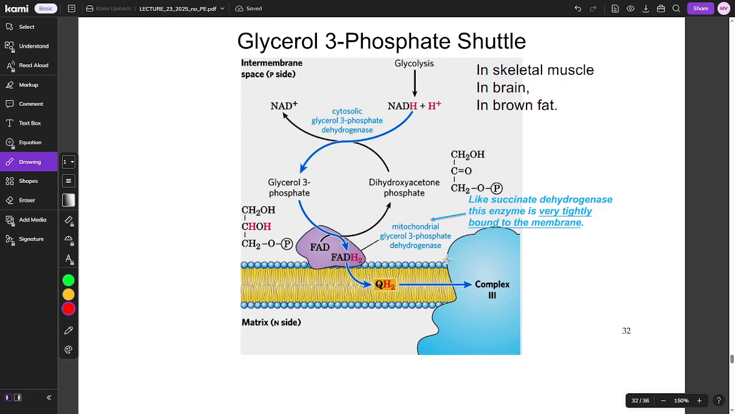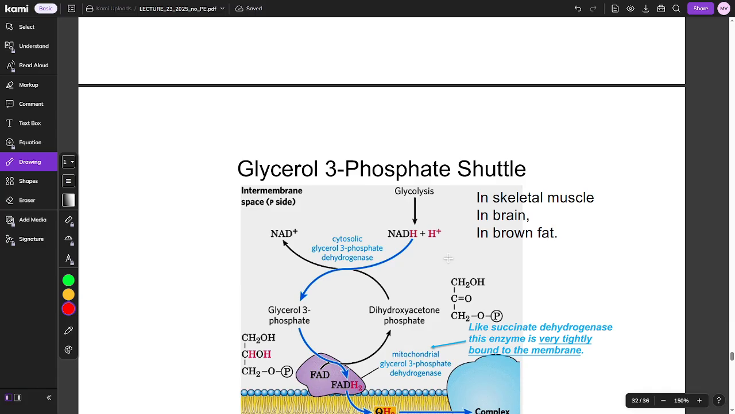So, for the glycerol 3-phosphate shuttle, what we start with is this NADH that comes from glycolysis. This then acts with glycerol 3-phosphate dehydrogenase, and what that does is it takes any dihydroxyacetone phosphate that was made in the cell and turns it into glycerol 3-phosphate. This is different from glyceraldehyde 3-phosphate, by the way. Very different. Glycerol 3-phosphate.